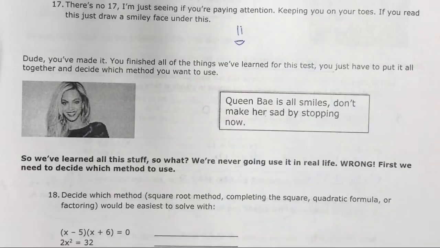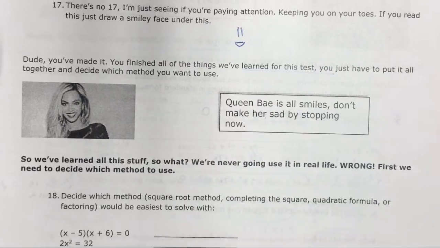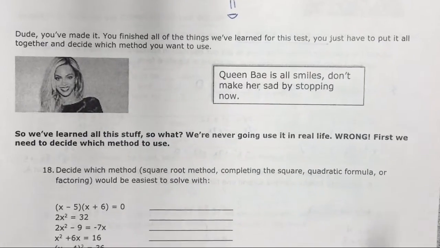Dude, you've made it. You've finished all the things we've learned for this test. You just have to put it all together, decide what method to use. Queen Bay, that should be Queen B-A-Y. Not Bay isn't Bay. Queen Bay is all smiles. Don't make her frown by stopping now.